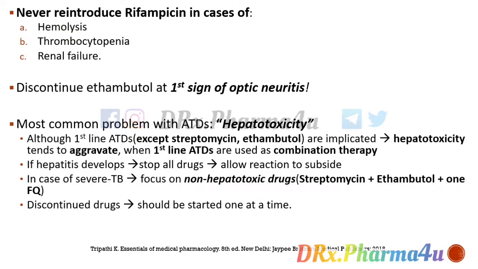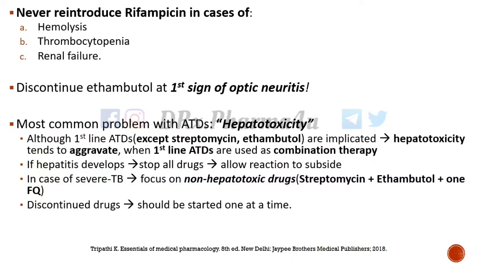Discontinue ethambutol at first sign of optic neuritis. I personally tell people that if it is a pediatric patient below the age of 5 or an unconscious patient, no matter what happens, don't think about ethambutol. And if it is a normal conscious patient who can speak, please advise the patient to report any sign of blurred vision, even if it is at the minute level, because this may be the symptom of optic neuritis.